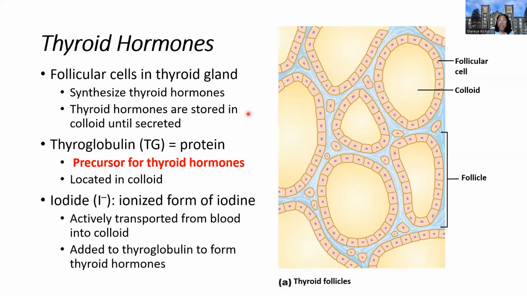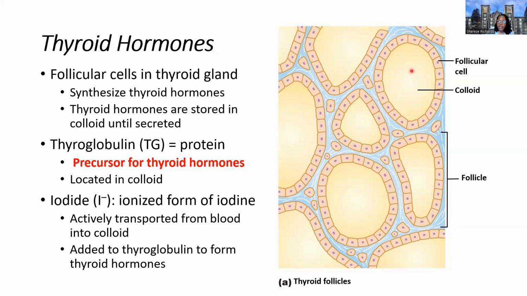Let's talk about the makeup of the thyroid gland. It has these smaller functional units called follicles, and the follicles are lined by follicular cells, which are, again, epithelial cells. Remember, all glands, whether they're exocrine or endocrine, are lined by epithelial cells. Inside these follicles, we have what's called colloid. The follicular cells are going to take this stored colloid and turn it into active thyroid hormone and release that out into the blood.